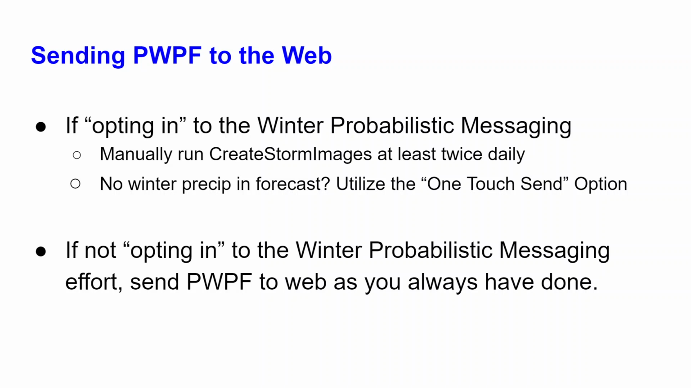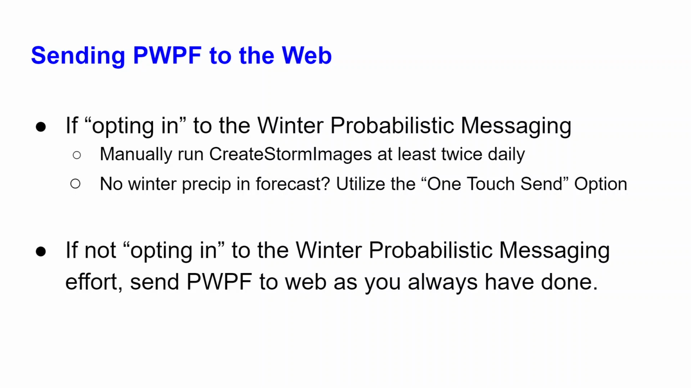If your office chose to opt in to the winter probabilistic messaging effort, it places the forecast in a position of control when it comes to exploring, navigating, and deciding how to use the probabilistic information in their messaging process. As a result, the PWPF can no longer simply be run by a cron independent of the forecaster influence. This leads to inconsistencies between the PWPF web page, your social media posts, and your DSS packets. Running the Send to Web option within CreateStormImages will populate the PWPF web page with information that is consistent with the rest of your DSS.